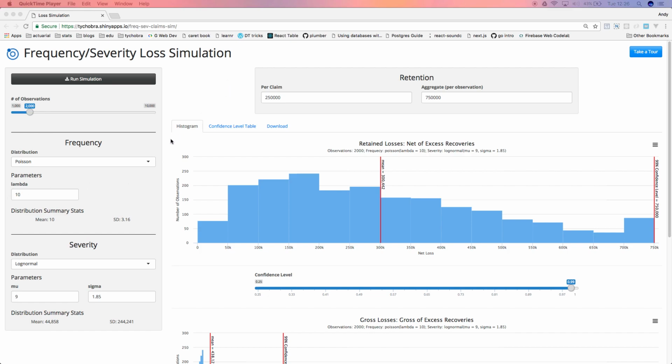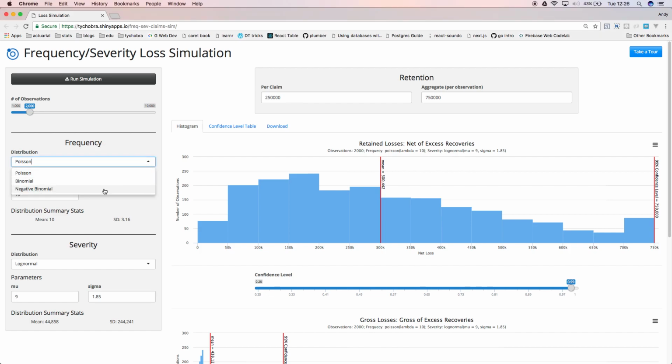The frequency severity simulation first generates a frequency, which is a number of claims. We can specify the frequency distribution and its parameters here. We have the option to choose from a few different probability distributions. For this demo, we will assume that our actuary already did a claims analysis and concluded that the Poisson with a lambda of 10 is appropriate for us. This distribution has a mean of 10 and a standard deviation of around 3.